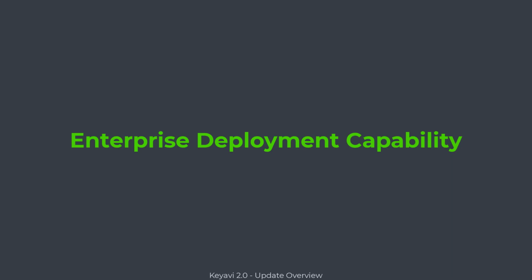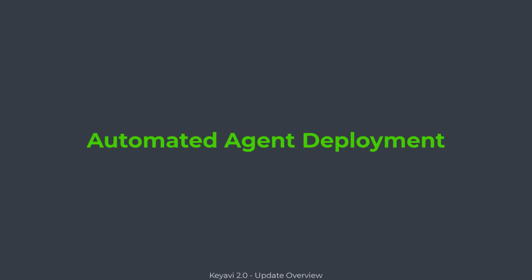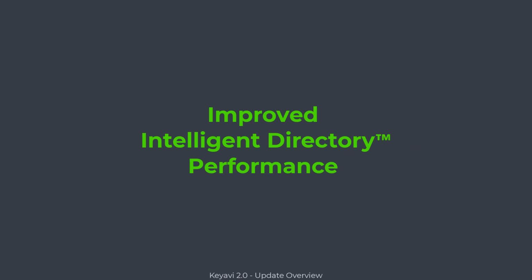The product upgrade also offers enhanced enterprise deployment capability as we offer support for automated deployments via YAML. Agent deployment is also simplified with an automated MSI package that can be pushed out to user machines in an automated fashion, so manual installations are no longer required. Additionally, the team at Keyavi has been hard at work on other fixes and enhancements. For example, the performance and speed at which Intelligent Directory works has been vastly improved.